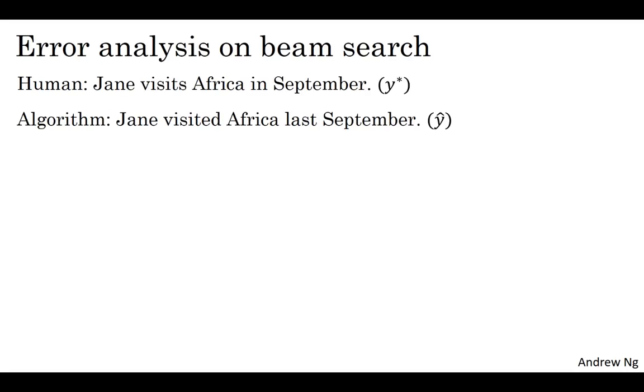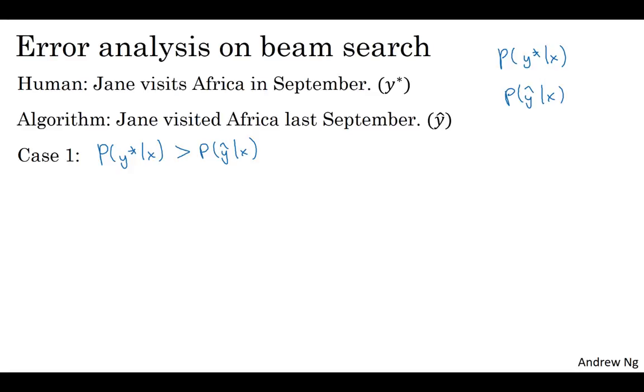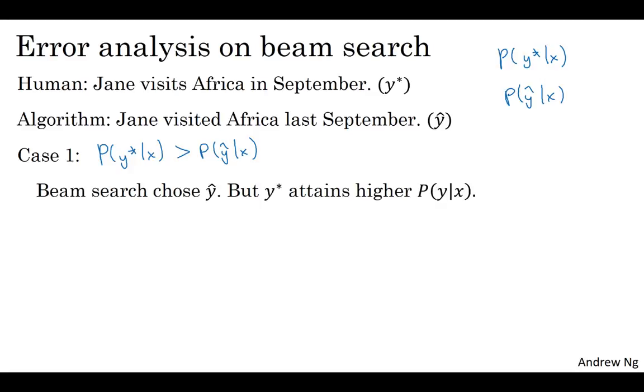Here are the two sentences from the previous slide, and remember, we're going to compute P of Y star given X and P of Y hat given X, and see which of these two is bigger. So there are going to be two cases. In case 1, P of Y star given X as output by the RNN model is greater than P of Y hat given X. What does this mean? Well, the beam search algorithm chose Y hat. The way you got Y hat was you had an RNN that was computing P of Y given X, and beam search's job was to try to find the value of Y that gives that argmax.